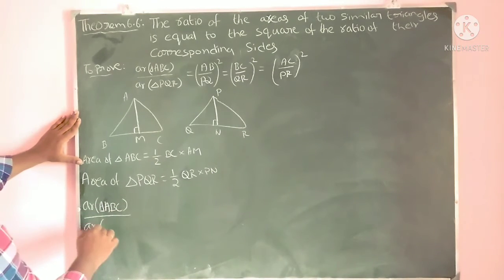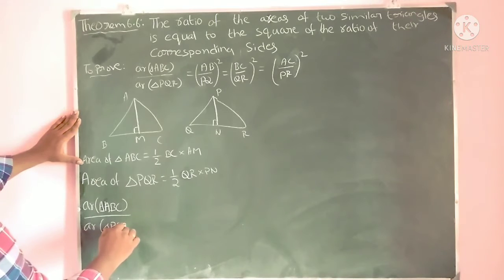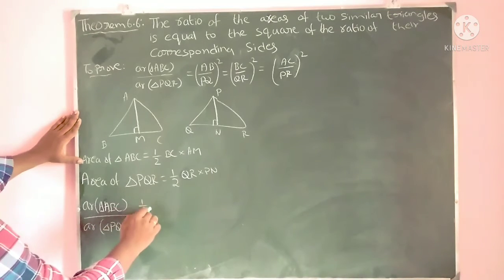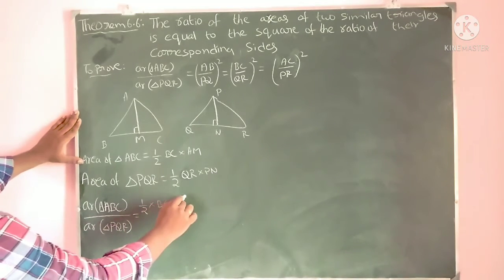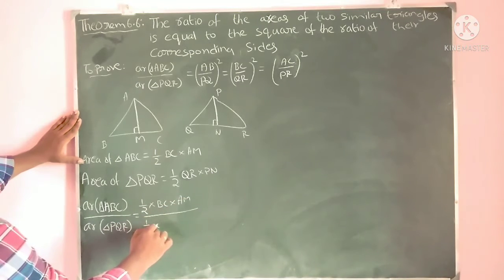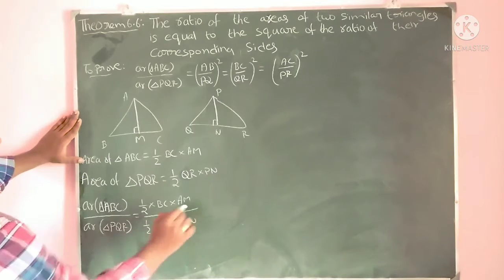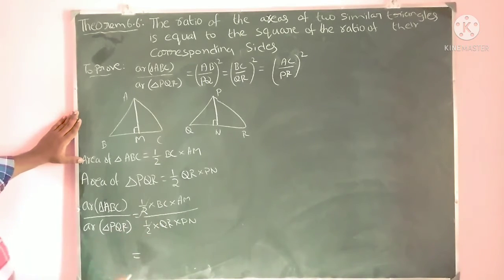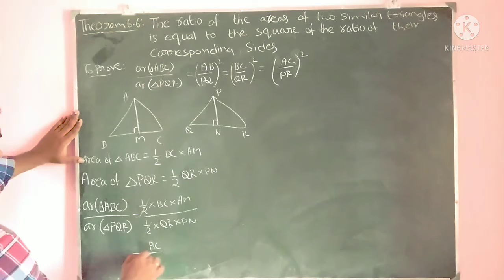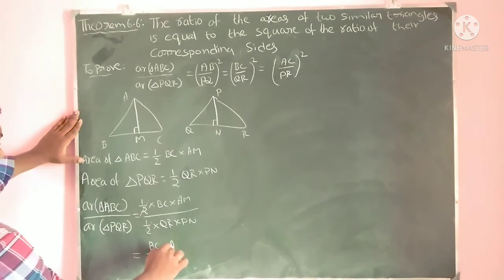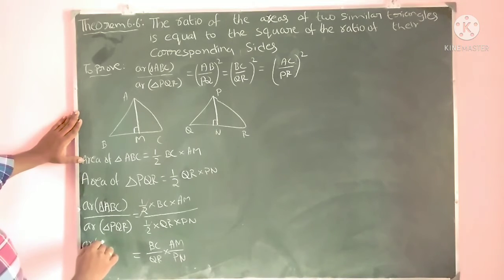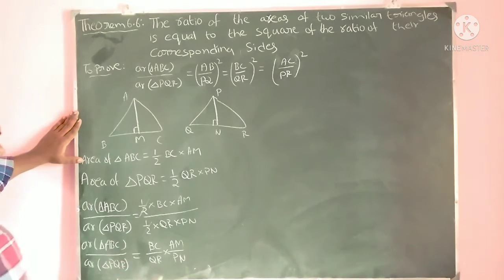So now if you find the ratio of the areas, that means area of triangle ABC by area of triangle PQR, we can write as half into BC into AM by half into QR into PN. So the half will eliminate. So we can write BC by QR into AM by PN. So this is the area of triangle ABC by area of triangle PQR. Let it be 1.